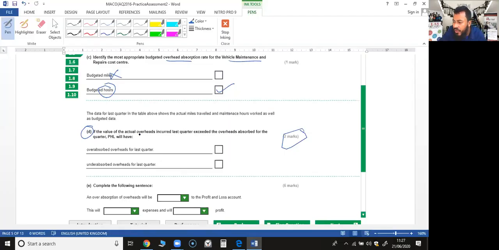If the value of actual overhead incurred last quarter or this quarter, wherever, exceeded, means higher, the overhead absorbed, means budgeted. Tell me the answer, please. Let's see who gives me the right answer. Your actual is higher than absorbed. Yep. So are you sad? Yeah, under is the right answer. Under is the right answer.